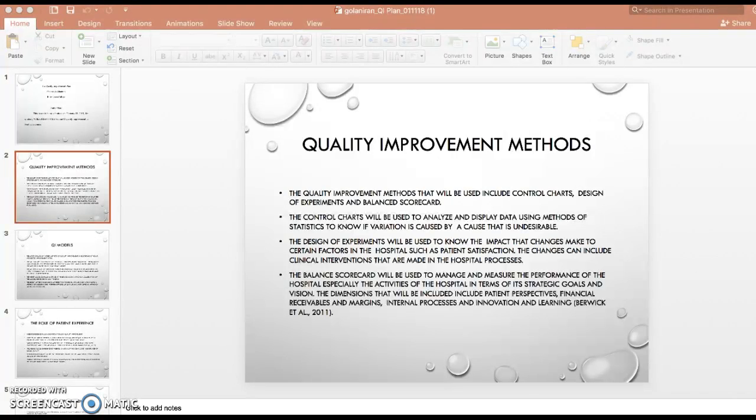On the other hand, the balanced scorecard will be used to manage and measure the performance of the hospital, especially the activities of the hospital in terms of its strategic goals and vision. The dimensions that will be included are patient perspective, financial receivables and margins, internal processes, and innovations and learnings.